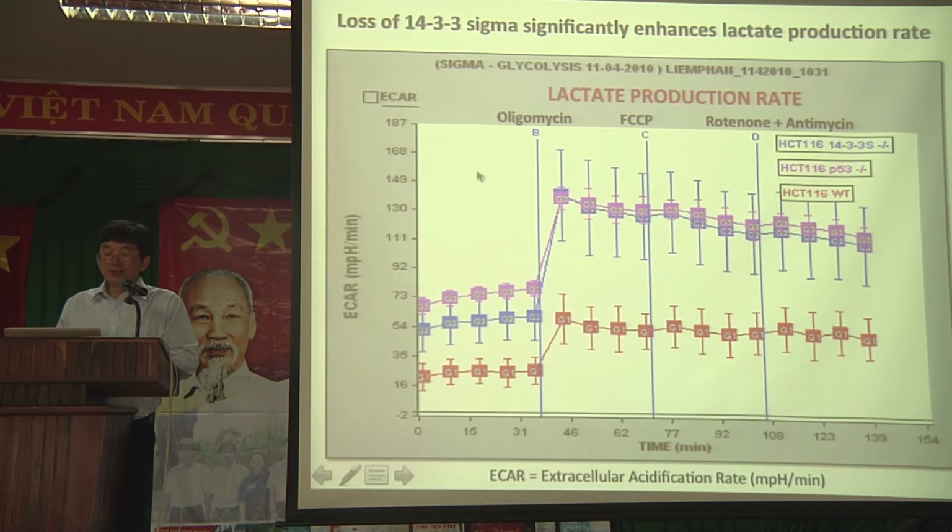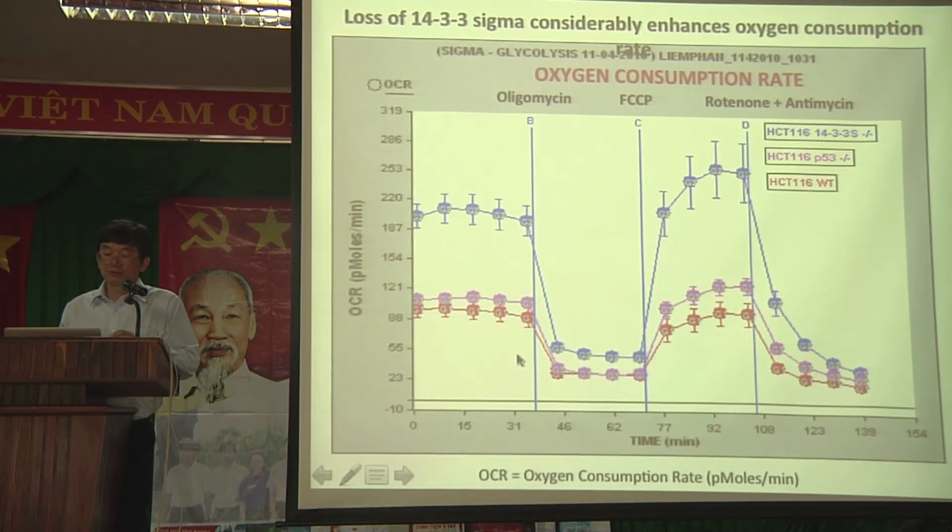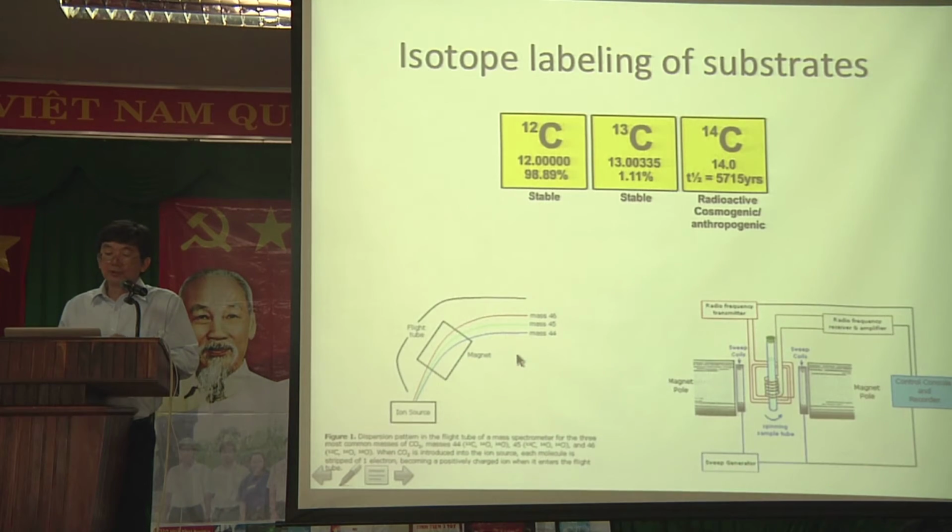So using this type of equipment, you can analyze in real time the impact of the loss of different genes on the metabolism in terms of glycolysis and oxidative phosphorylation. Now there's another methodology using isotope labeling of the substrate.